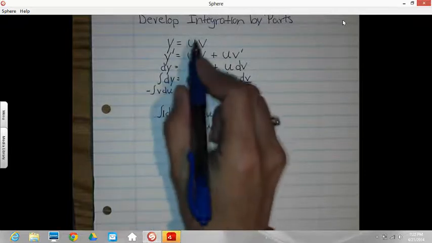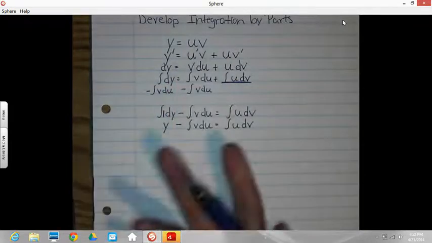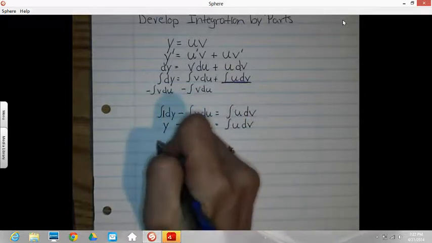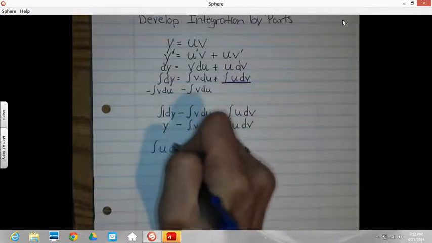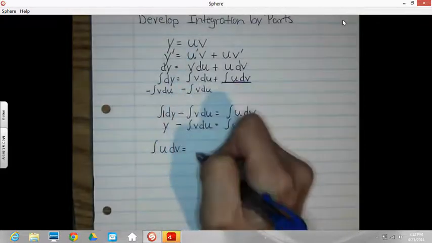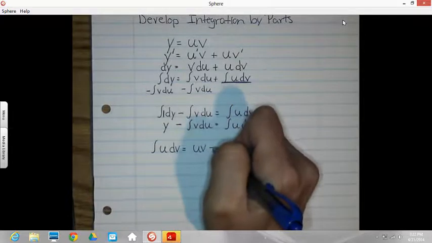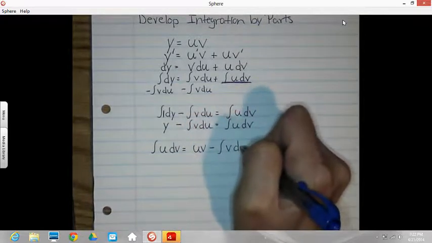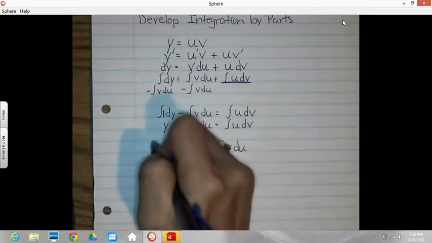And I'm going to flip this whole thing around. So my integral of u dv equals the y is uv minus, then this integral stays. Right here is our integration by parts formula.